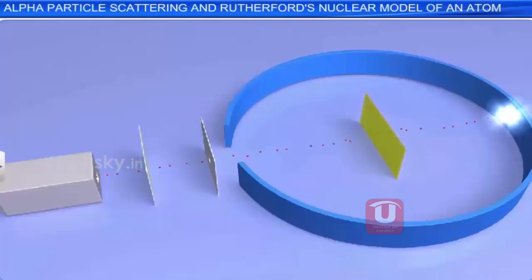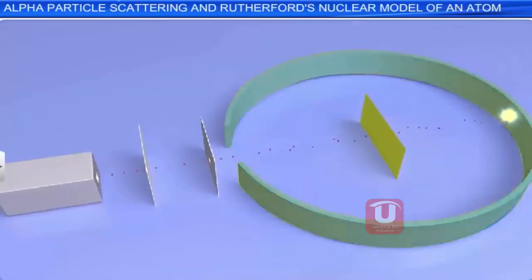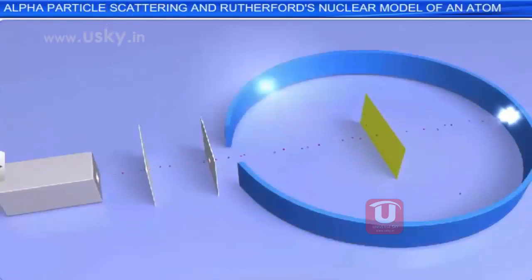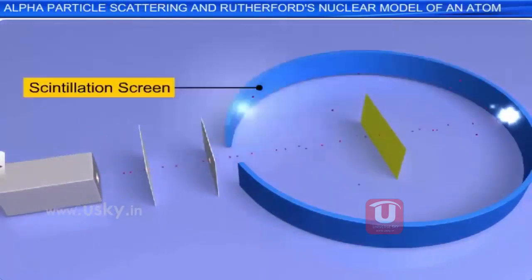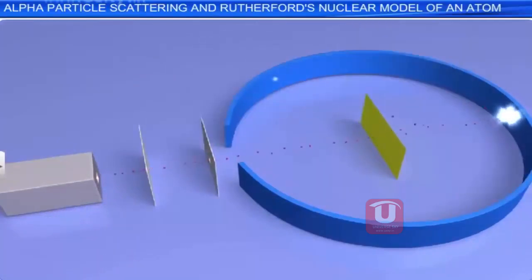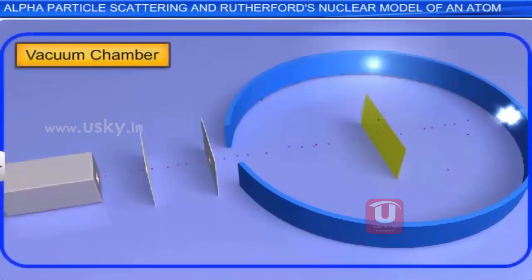The scattered alpha particles were made incident on a zinc sulfide screen. The zinc sulfide screen being a fluorescent screen, the alpha particles, upon striking the screen, caused scintillations leading to the detection of their presence. The scintillations were observed through a microscope. This entire arrangement was enclosed in a vacuum chamber to avoid stray particles, if any, entering the experimental area.